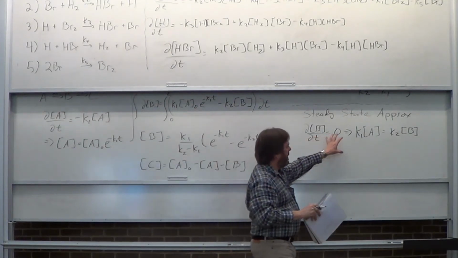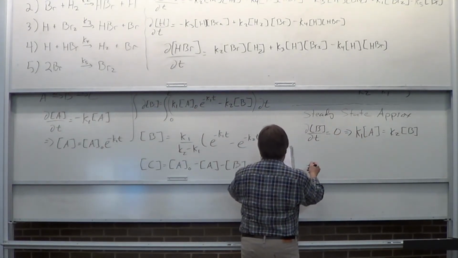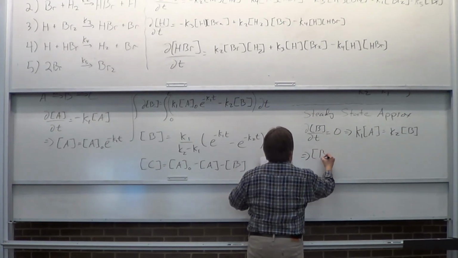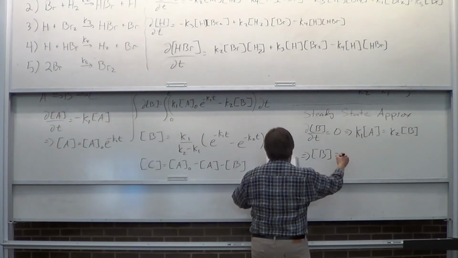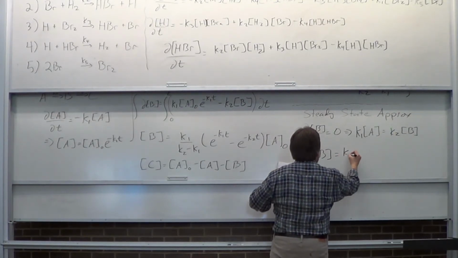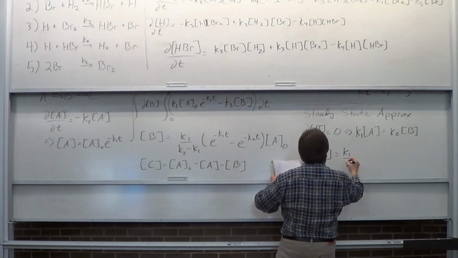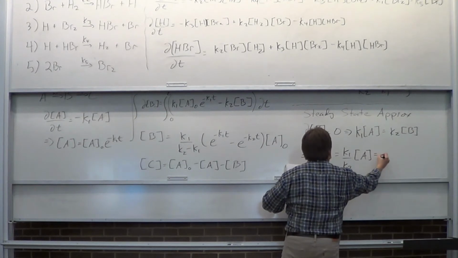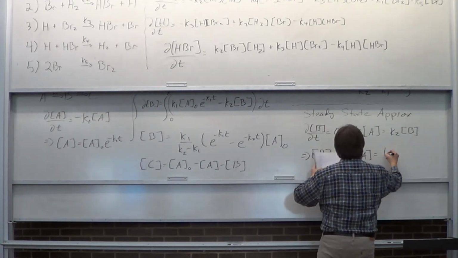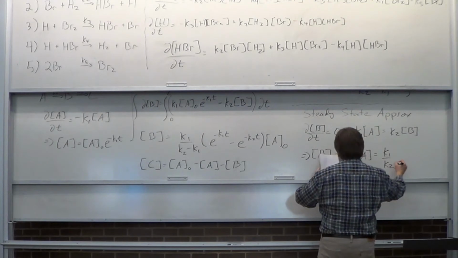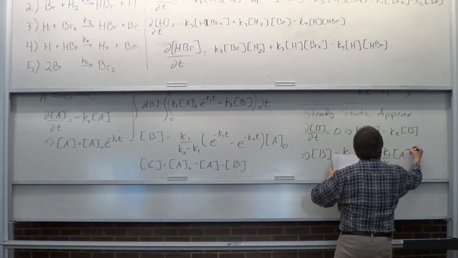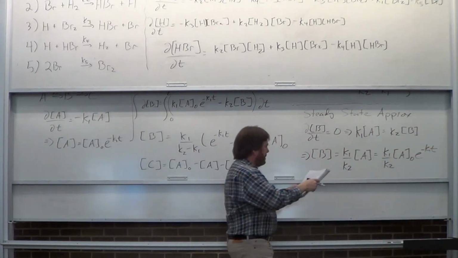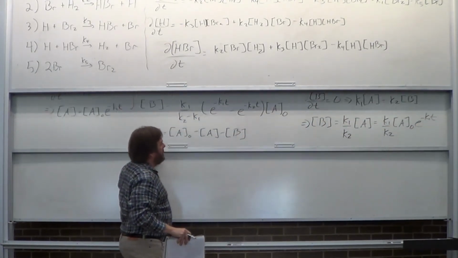So this is what that allows you to do. Now notice what I can do is I can say that therefore the concentration of B is just K1 over K2 times the concentration of A. I've already worked out the concentration of A, so this ends up being K1 over K2 times the initial concentration, e to the minus K1t. Okay. All right, now what does that allow you to do?